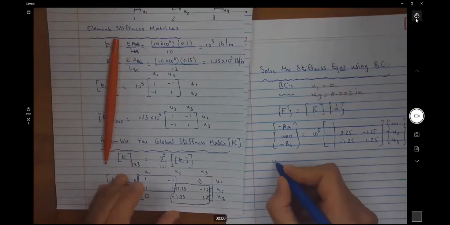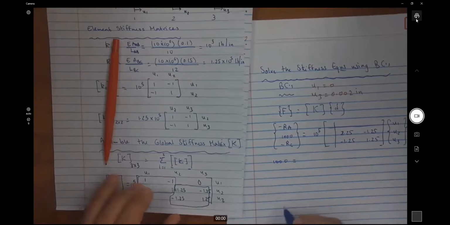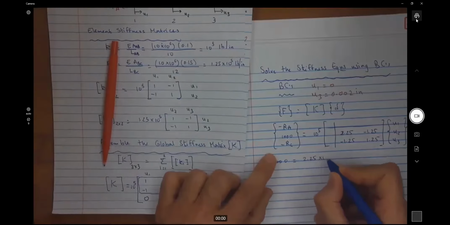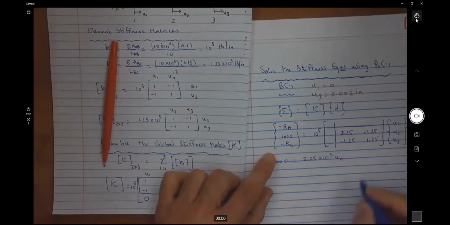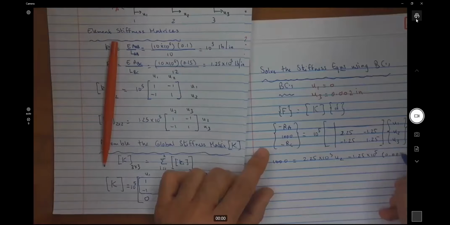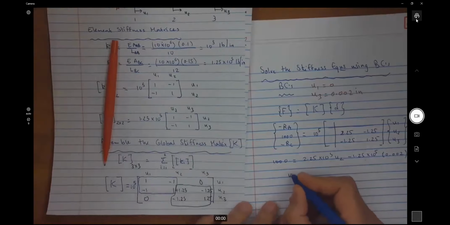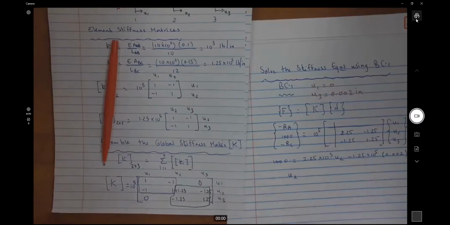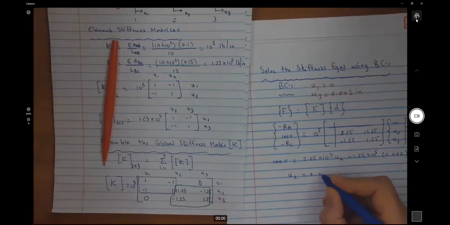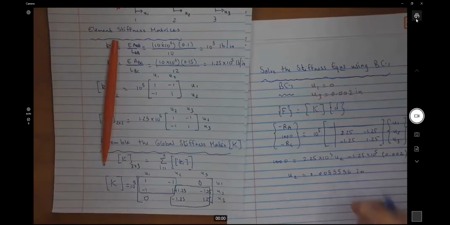So I can write two equations. 1,000 is equal to 2.25 times 10 to the power 5 U2 minus 1.25 times 10 to the power 5. Now U3 is 0.002. From this equation right here, I can solve for U2. And we'll find that U2 is equal to 0.0055556 inches.